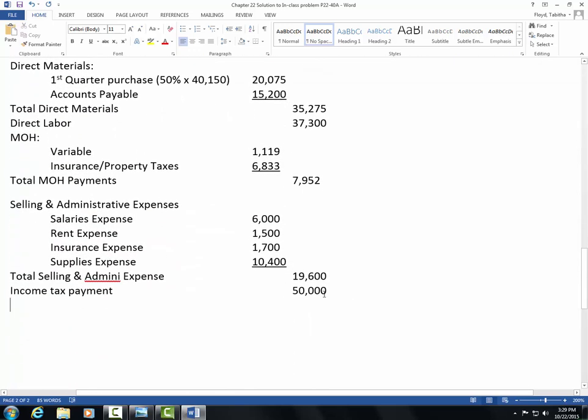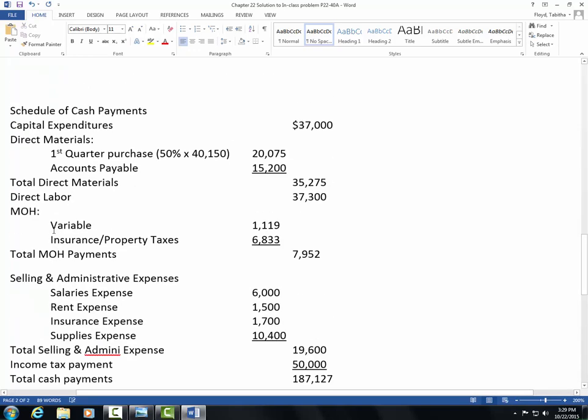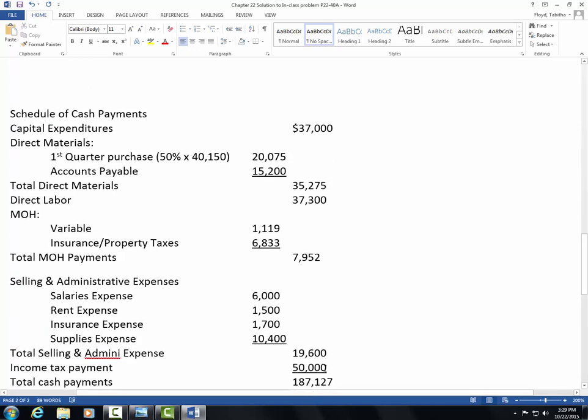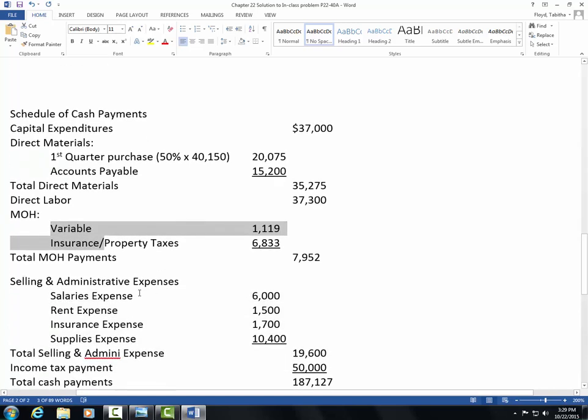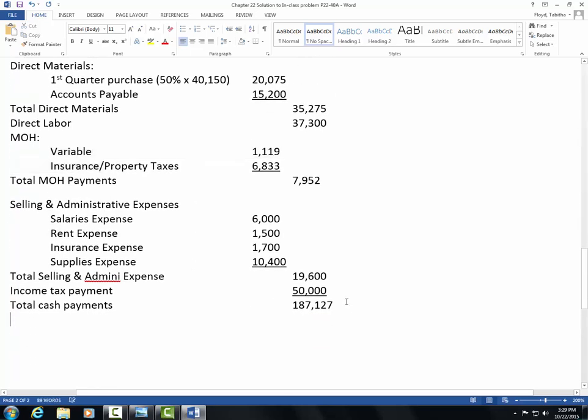Now we just need to total these numbers up to get total cash payments. That's going to be $187,127 if you add all of these numbers up. So this gives a lot more detail than our cash budget is going to, because we have all of our selling and administrative expenses listed and our manufacturing overhead expenses listed. And we're just going to have one line for each of these on our cash budget. Let's do the cash budget now.